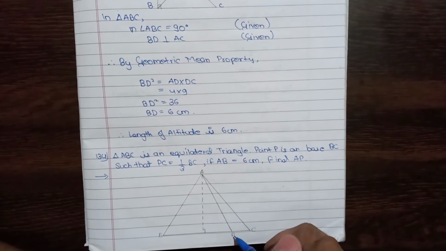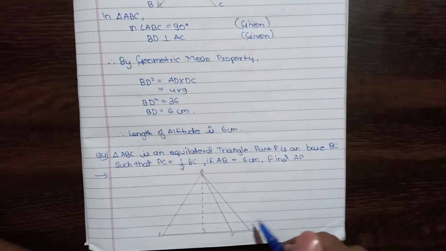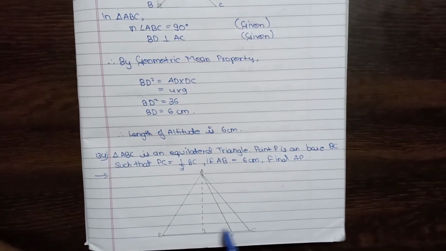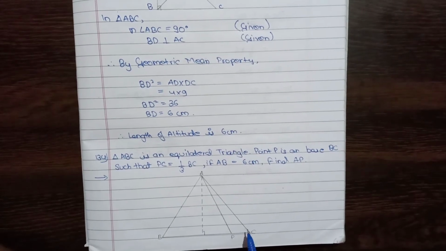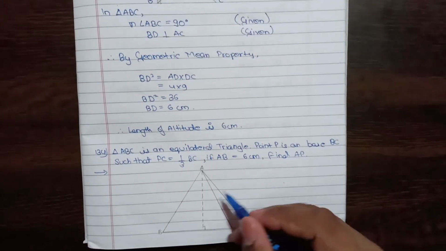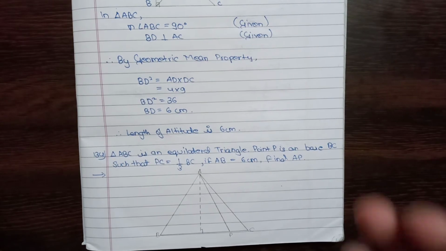Point P, as you can see, this is the point P. Point P is on base BC, such that PC equals 1/3 BC, means this much equals 1/3 of this whole BC. If AB equals 6 centimeter, we have to find AP.